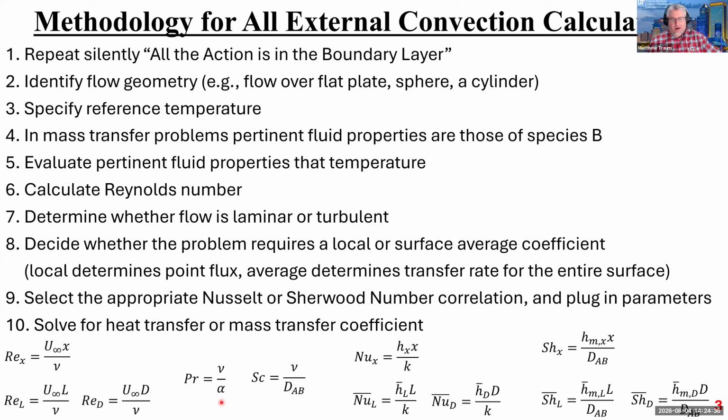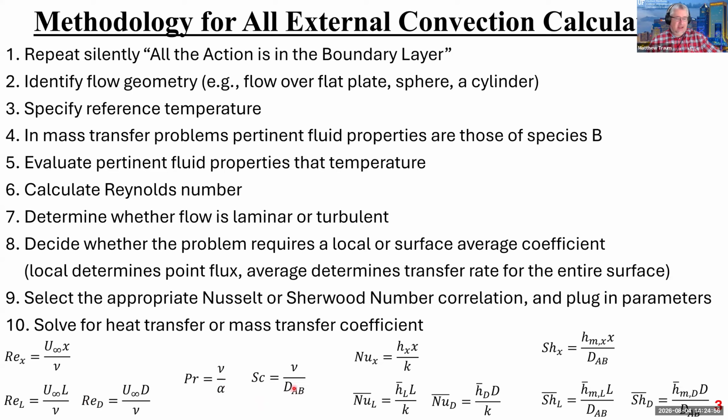We have the Prandtl number, which is a ratio of the viscosity to the thermal diffusivity. We also have something called the Schmidt number for mass transfer. That's the ratio of viscosity to the diffusion coefficient. I should mention D_AB. This is a diffusion coefficient, units of meters squared per second.